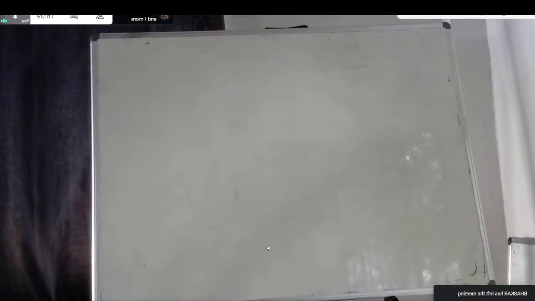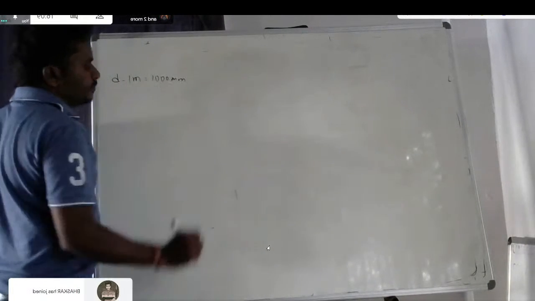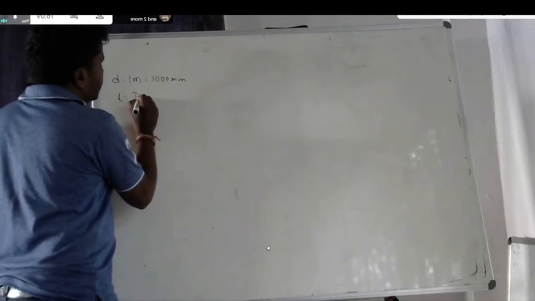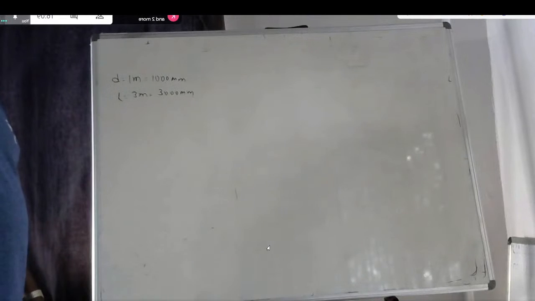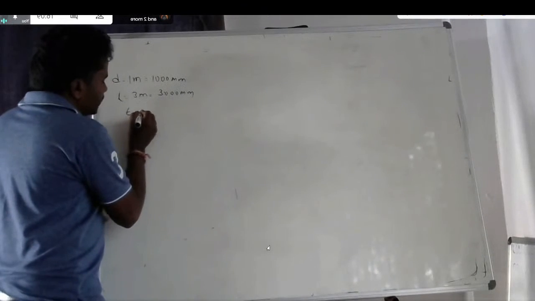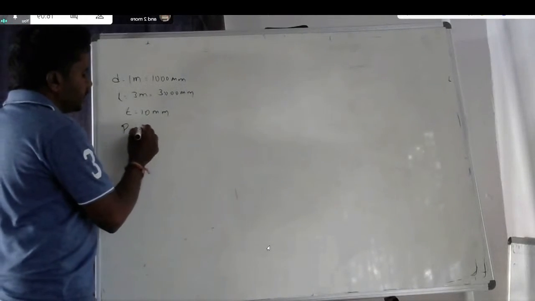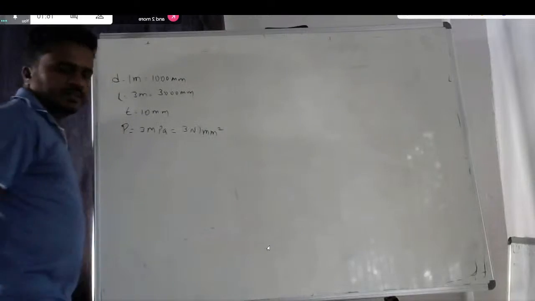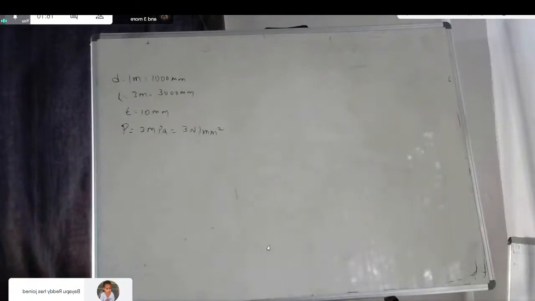Now they gave the data: diameter D is 1 meter, that is nothing but 1000 mm, and length is 3 meter, that is 3000 mm. Thickness is 10 mm, and the fluid pressure P is 3 megapascal. Megapascal to Newton per mm square: 1 megapascal equals 1 Newton per mm square. Sorry, not this problem.